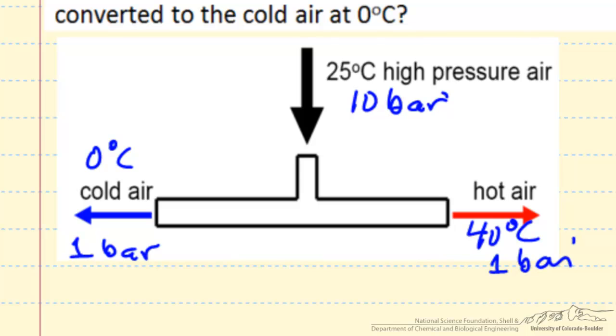So in order to look at the entropy change, we need to do a first law balance to determine what fraction of the air, and let's call that X, goes out as cold air, and then 1 minus X is the fraction that leaves as hot air. So you could look at this as a basis of 1 mole coming in. X moles leave as cold air, 1 minus X leave as hot air.